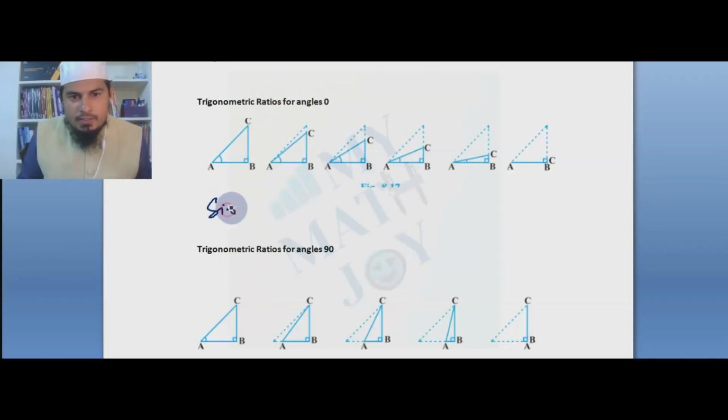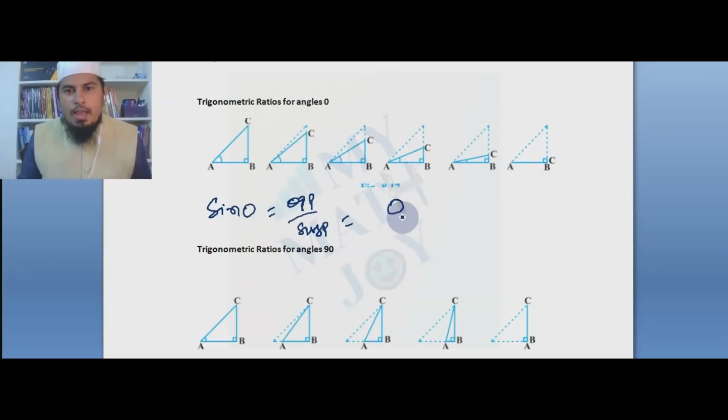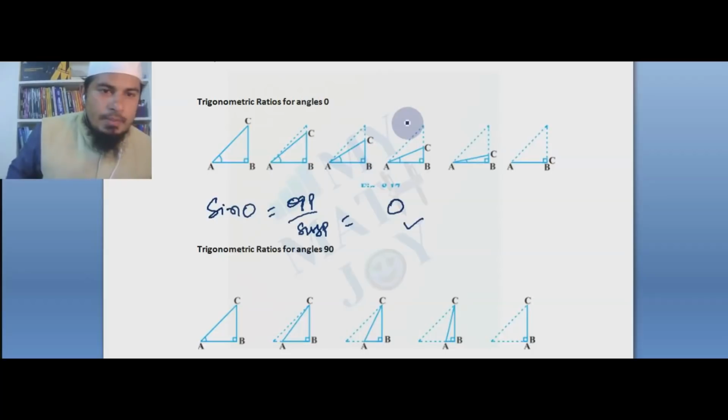So sine 0 will be opposite side by hypotenuse. Opposite side vanished, and we don't have opposite side, so that is 0, and that is why the sine 0 value is 0. In this similar fashion, you can find other trigonometric ratios also.